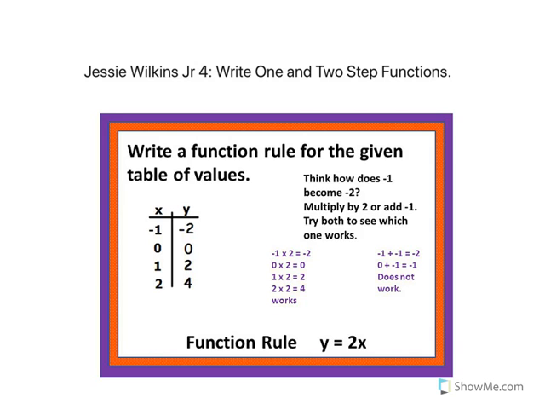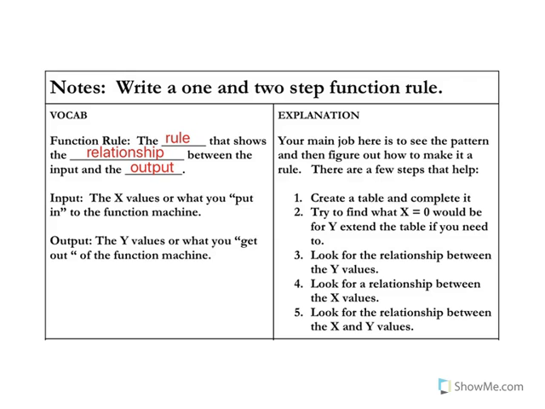But let's begin by reviewing vocabulary as always. The function rule is the rule that shows the relationship between the input and the output. You know that because you've solved them by now. The input, of course, is the x value, or what you put in to the function machine. The output is the y value, or what you get out of the function machine.